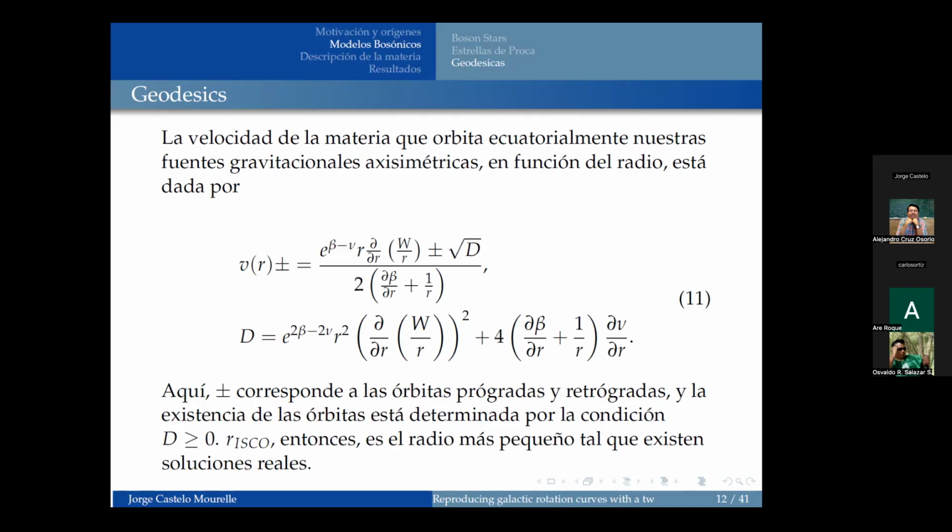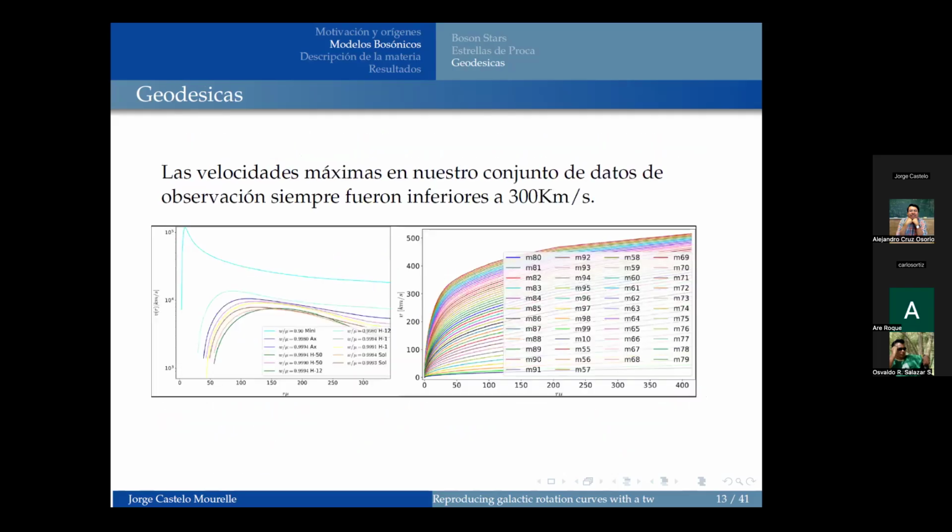So yeah, here what we have is we can study the orbits just by studying the geodesics. So we derive the equations for an orbit for this kind of axial symmetric metric. And then what we have to do is compare whether our models show up something that is comparable with observations. And here is the interesting point.